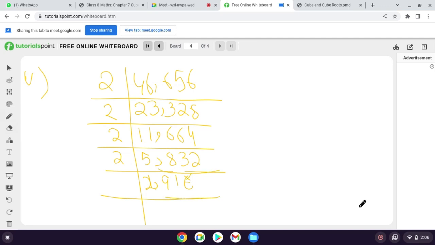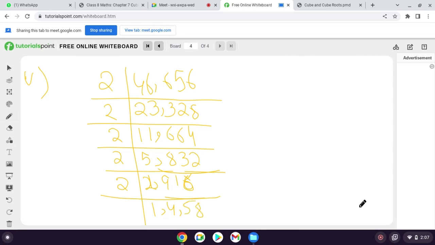Or facing any difficulty? No, ma'am. 2,916 again with the 2. 2 1s are 2, 2 4s are 8, 2 5s are 10, 2 8s are 16.